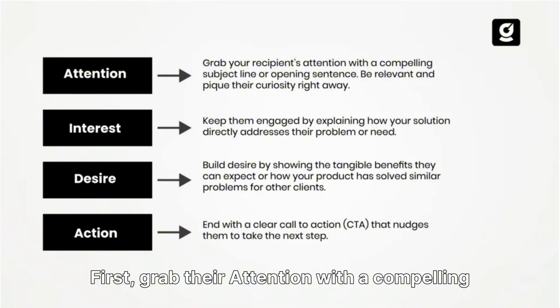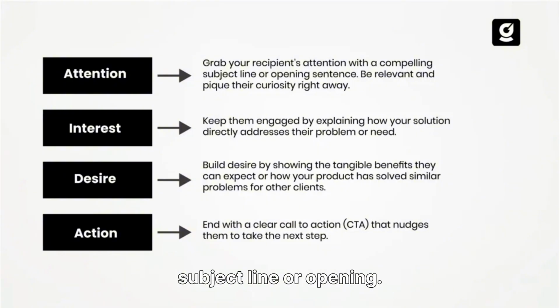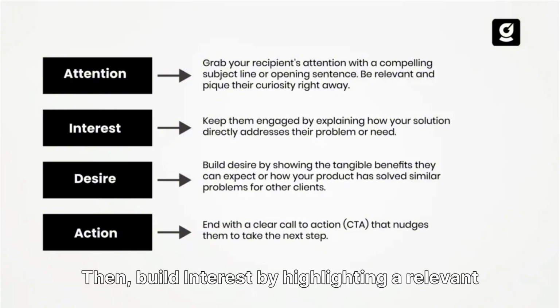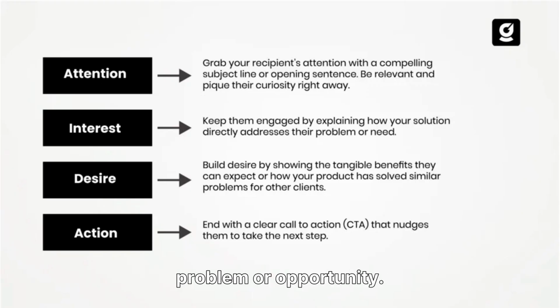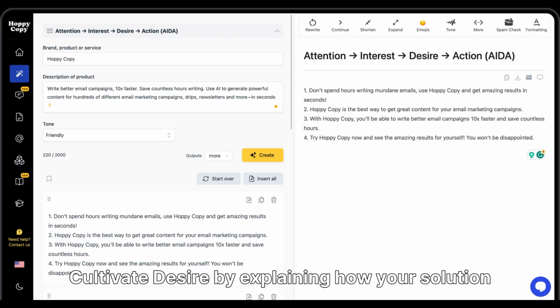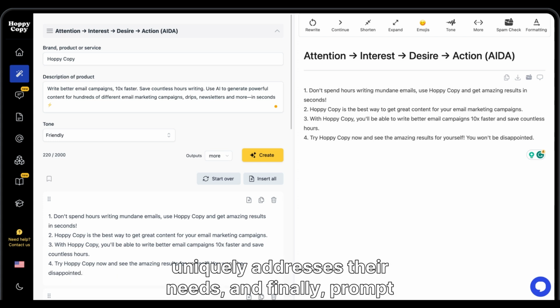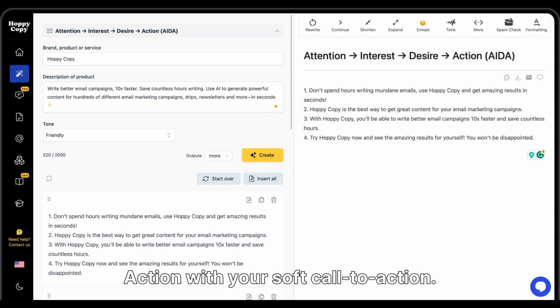First, grab their attention with a compelling subject line or opening. Then, build interest by highlighting a relevant problem or opportunity. Cultivate desire by explaining how your solution uniquely addresses their needs. And finally, prompt action with your soft call to action.